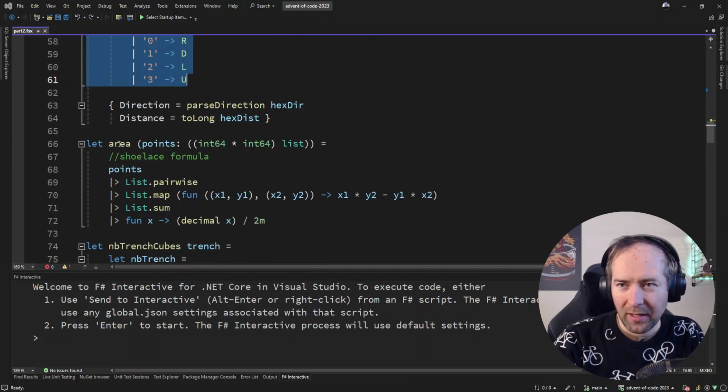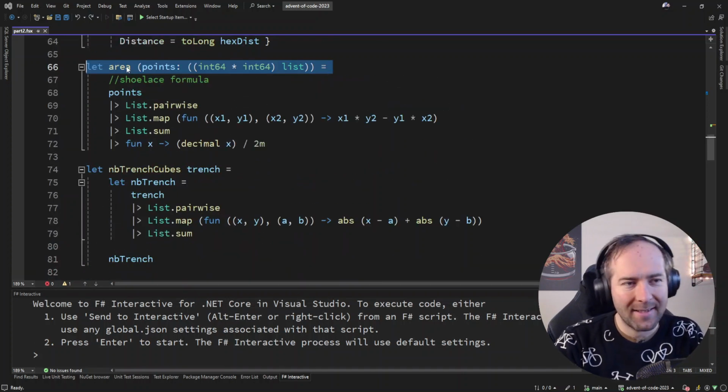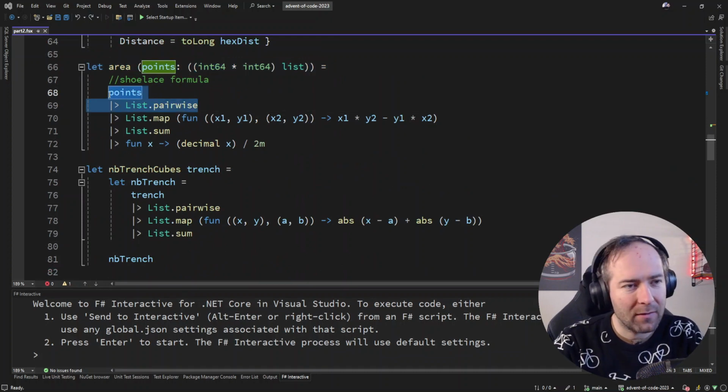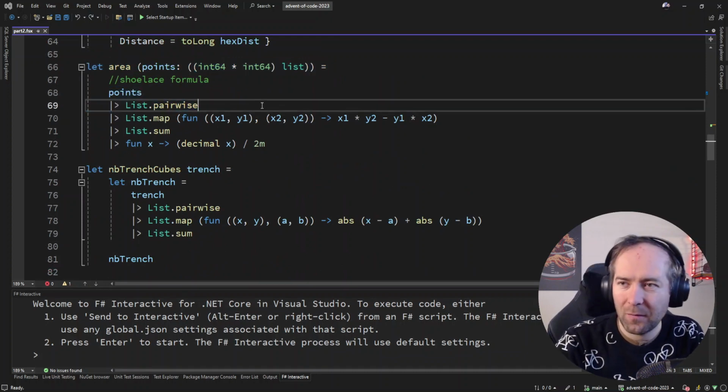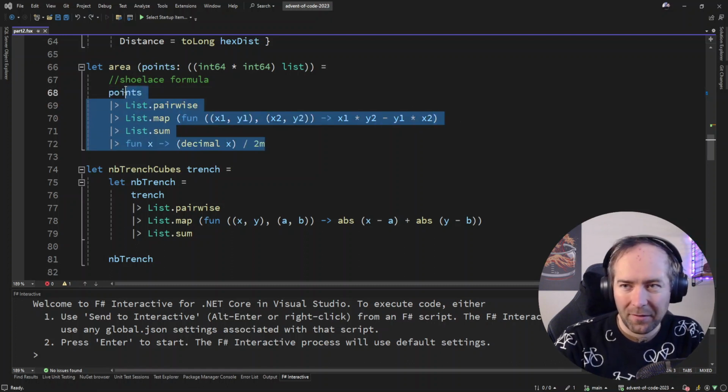This is to parse the directions, yeah. But then we get to the interesting part. I have a couple of 3 helper functions. One containing the exact implementation for shoelace, which is calculating the sum of the determinants, to get a bit into the maths, but it's just the shoelace formula to the letter.